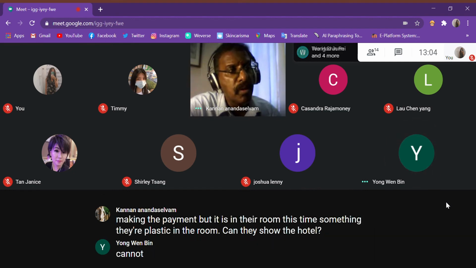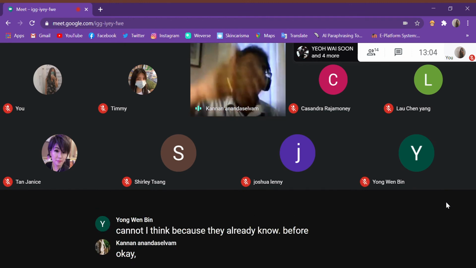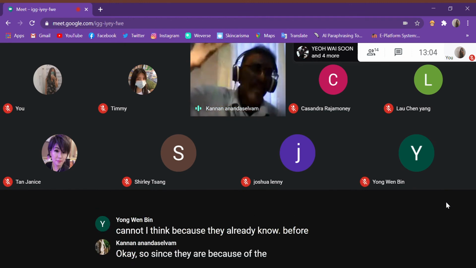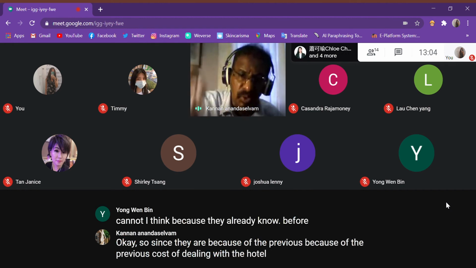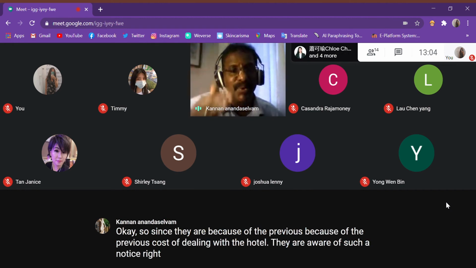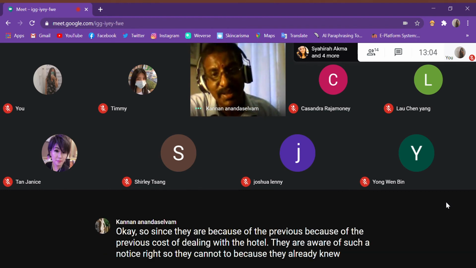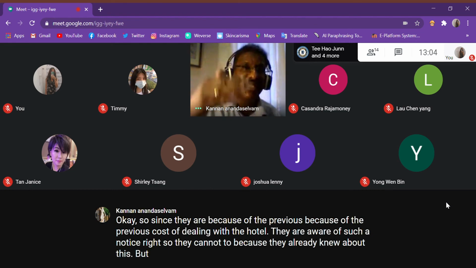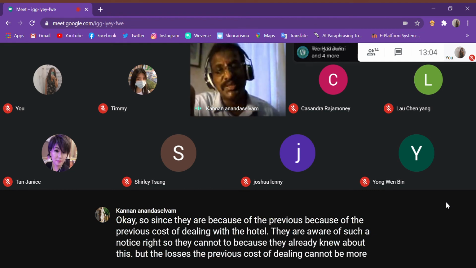Cannot, I think, because they already knew before. Okay. So because of the previous course of dealing with the hotel, they are aware of such a notice, right? So they cannot sue because they already knew about this notice. But the law says the previous course of dealing cannot be more than 2 years.